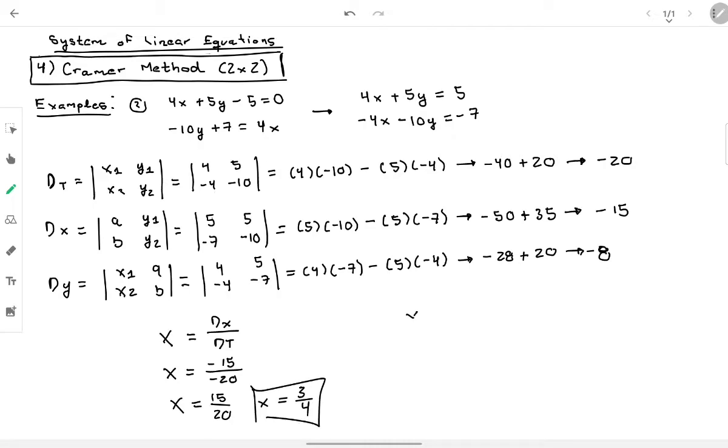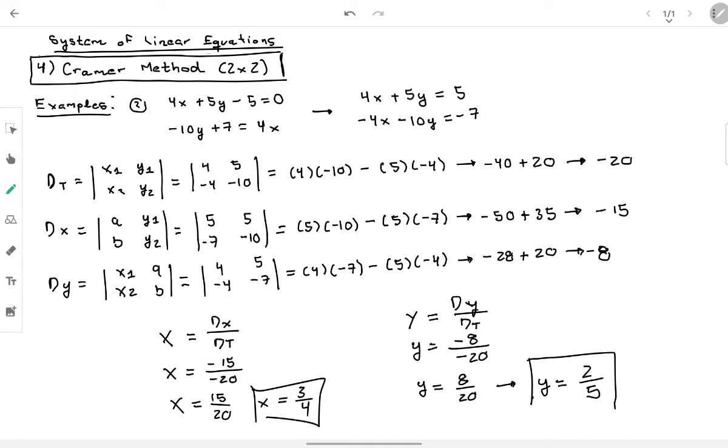After that, for obtaining the value of y, it's going to be the determinant of y divided by the determinant of the whole system. It's going to be the determinant of y, minus 8, divided by the whole determinant, minus 20. Y equals 8 over 20. We can divide by 4, and it's going to be y equals 2 over 5. And that will be our answer.